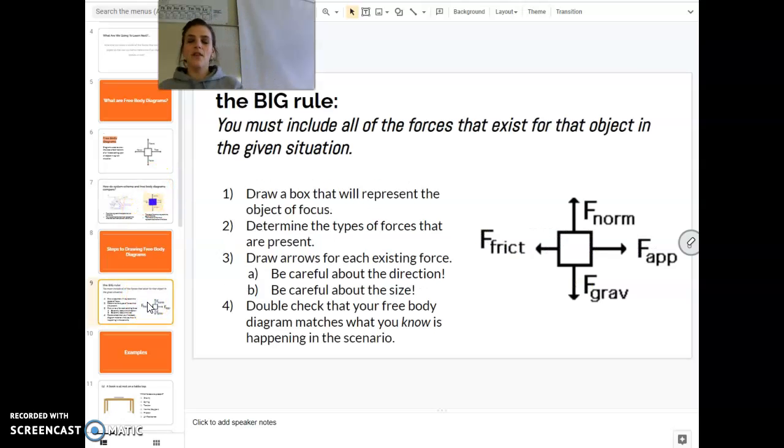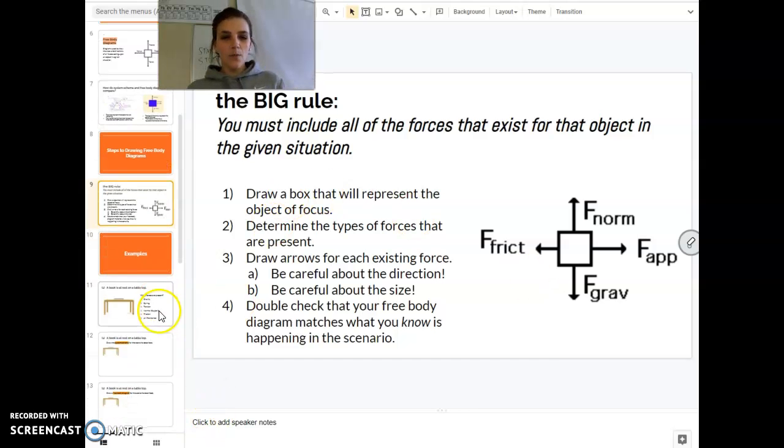As a quick recap, the video before also went over this, but in case you missed it, in order to draw free body diagrams, we start with a box that represents our object of focus. And from that, we draw arrows that represent different types of forces acting on that object. We have to be careful about the direction of the arrows as well as the size. So, yeah, we'll just get into it.